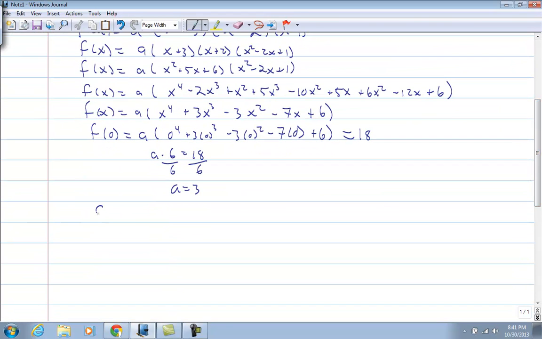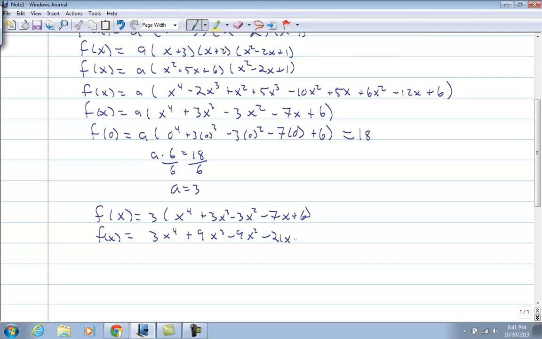So that means this is going to be f of x equals 3 times the quantity x to the fourth plus 3x cubed minus 3x squared minus 7x plus 6. Or f of x equals 3x to the fourth plus 9x cubed minus 9x squared minus 21x plus 18. And that's the answer they have.